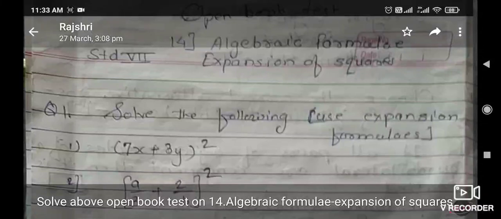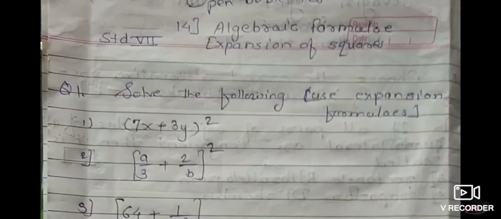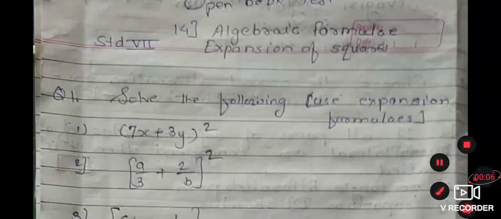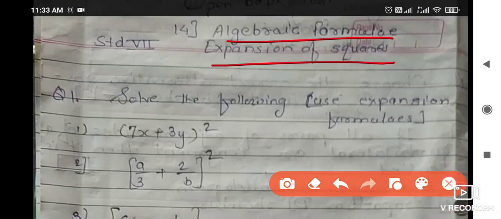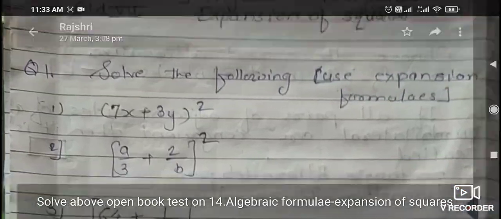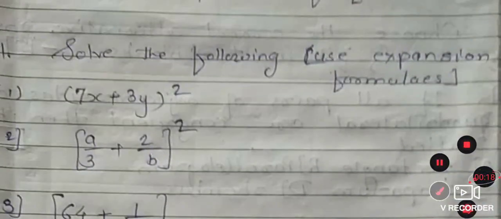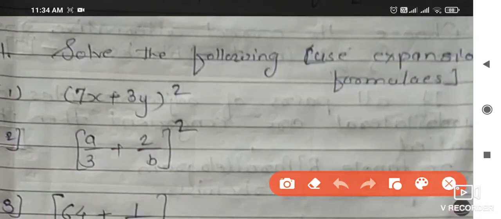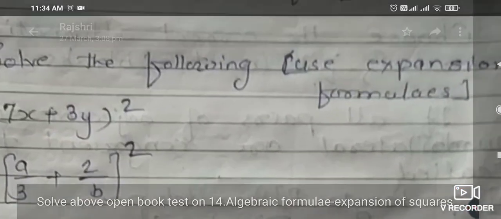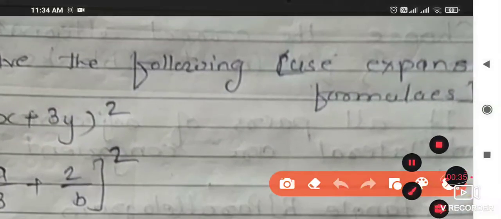Students, today we will discuss the open book test on lesson number 14, that is algebraic formulae, expansion of squares. Solve the following and use the expansion formulas for it. So the first question is here. We have to solve this example. The first question is (7x + 3y) square. In this whole lesson we have to use the formulas.